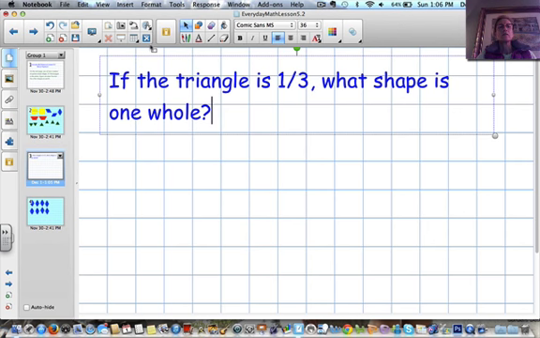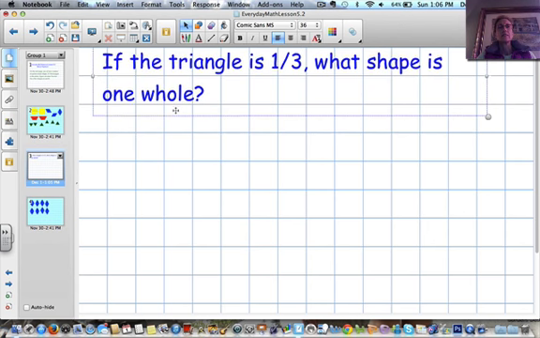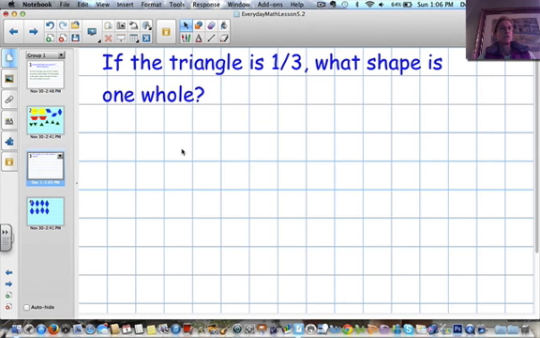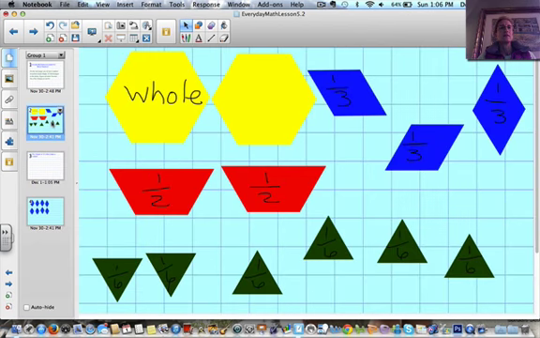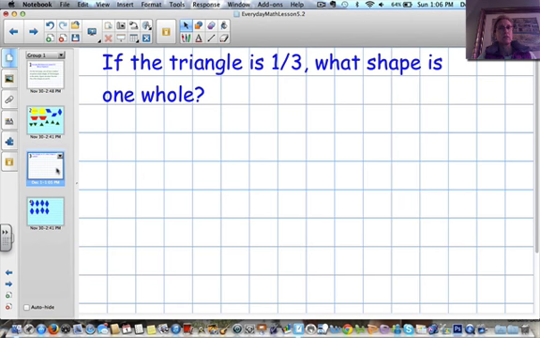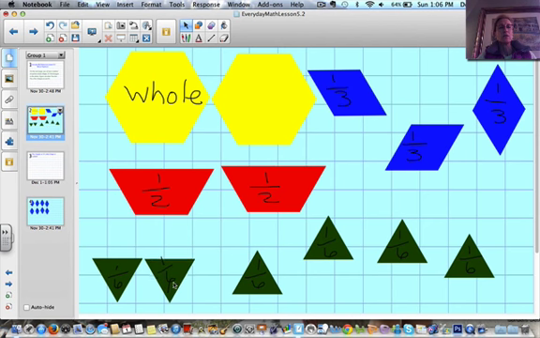Okay, so you are going to think about that and write down your answer. And I encourage you, if you need some help, go back and take a look at the slides. So we've got the triangle is 1/3. What shape is the whole? So you're going to go back to it and think, if I put 3 of these triangles together, then what shape would be the whole, and so on, okay?